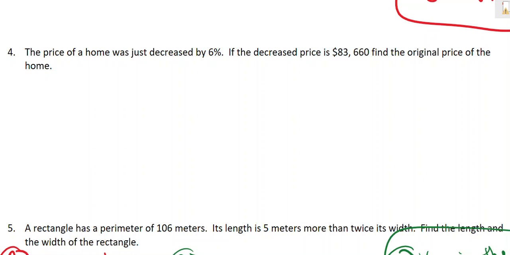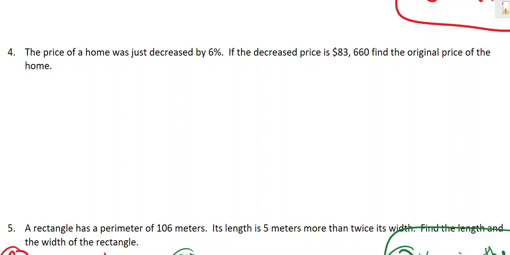This video right now is going to wrap up our lesson from Friday on 2.2 Intro to Problem Solving. So if we take a look at number 4, it talks about the price of a home that was just decreased by 6%. If the decreased price is $83,660, find the original price of the home.